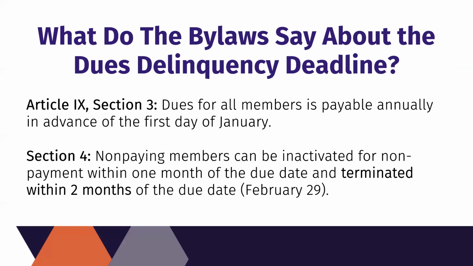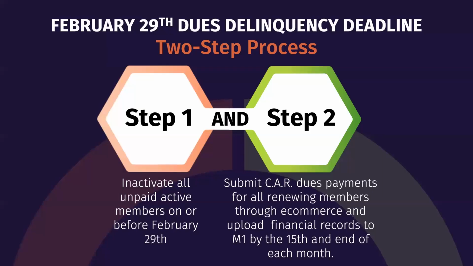Well, it says dues for all members is payable annually in advance of the first day of January. It says non-paying members can be inactivated for non-payment within 1 month of the due date, which is January 31st, and then terminated within 2 months of the due date, which is basically February 29th. So that's coming from the bylaws.